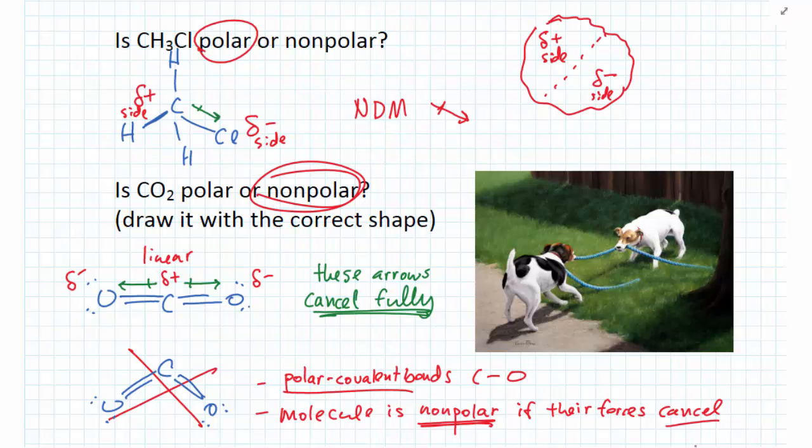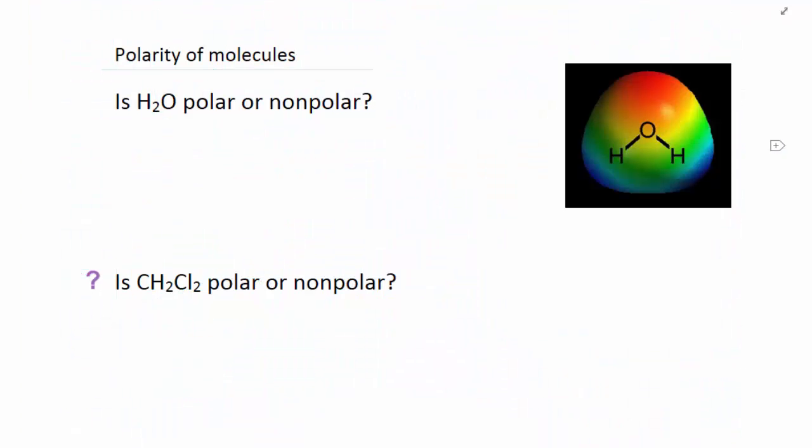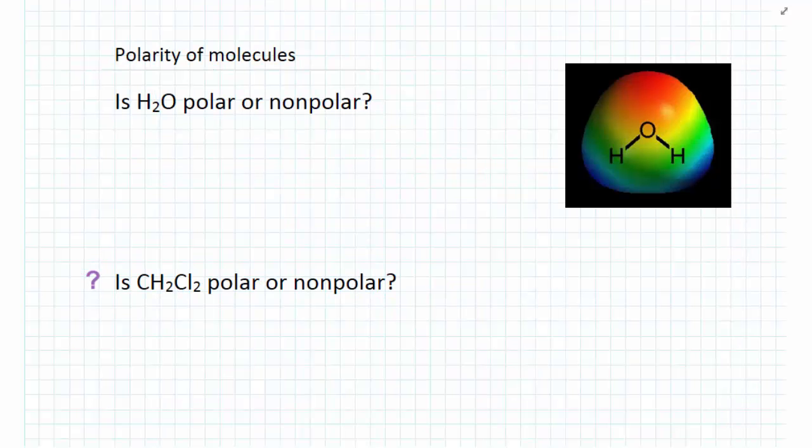So clearly up there, we had a polar molecule because it was just one arrow that showed how we were pulling. Here we had two arrows, but they were straight across from each other, so they canceled each other out. Okay? Go to your next page, and we'll draw water.